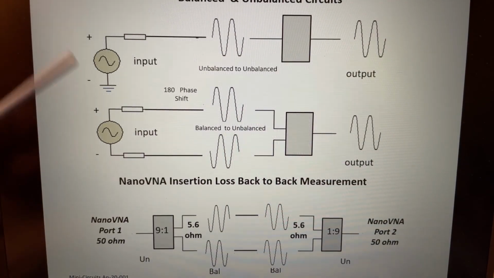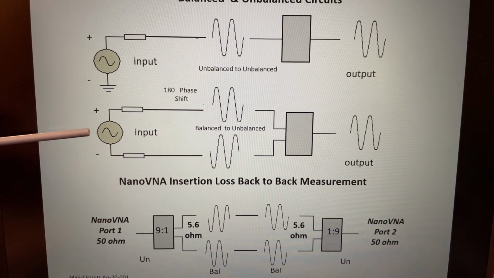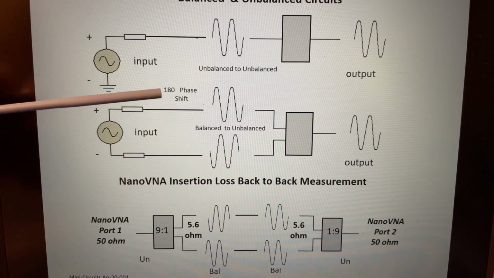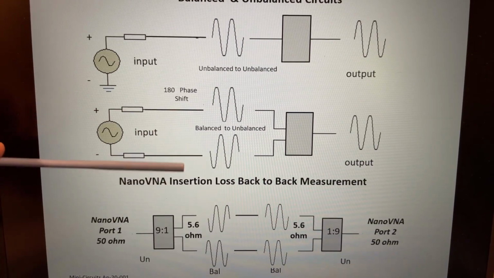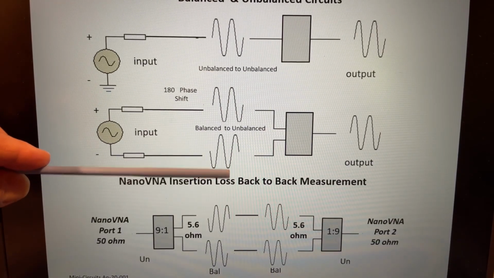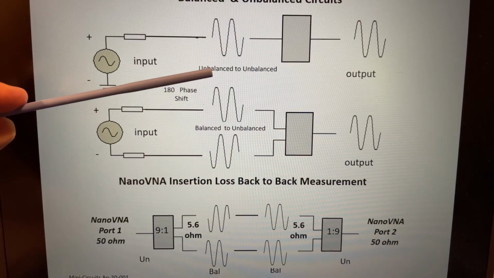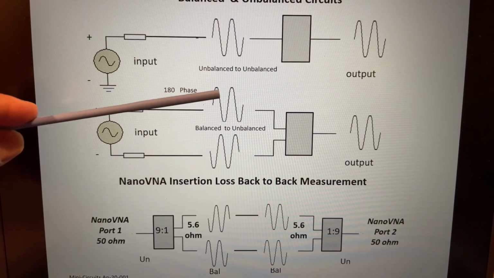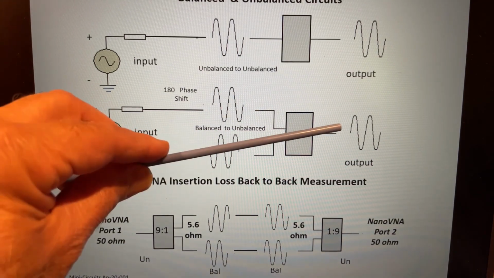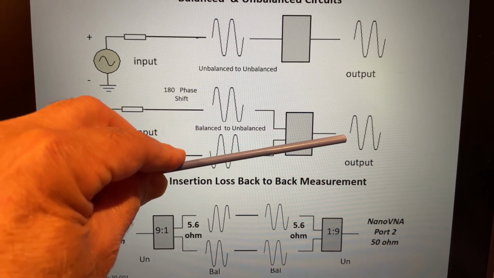Here we have a push-pull amplifier where we have our input signal again, but this time it's balanced on both sides, and there's a 180-degree phase shift here, right? It's a push-pull amplifier, so we're driving the transformer with two signals that are 180 degrees out of phase, and we go from balanced to unbalanced through our transformer.